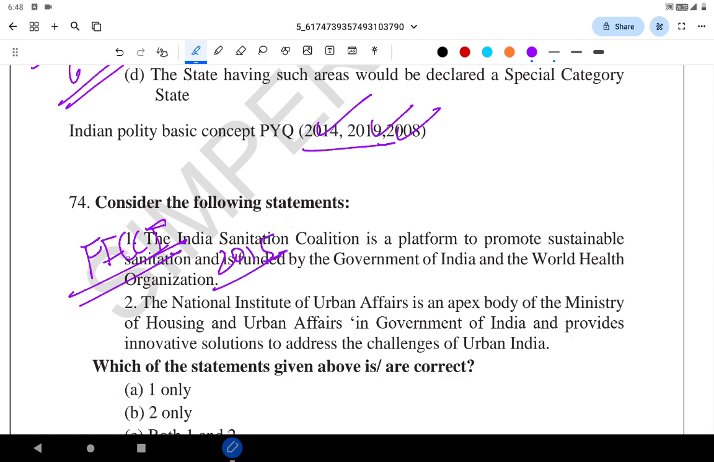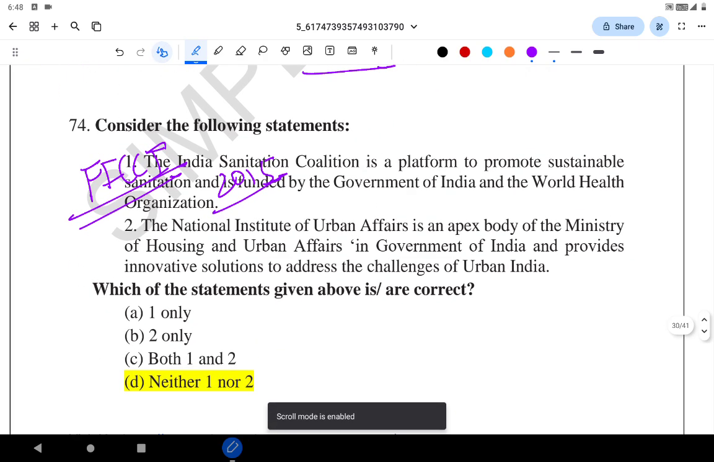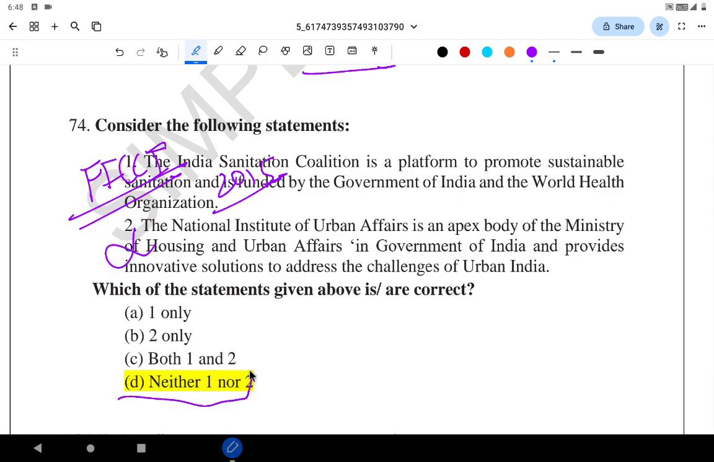The National Institute of Urban Affairs is an apex body of Ministry of Housing and Urban Affairs in the Government of India and provides innovative solutions to address challenges of urban India. Even the ministry given here is wrong. So the answer is neither one nor two. See, whenever UPSC gives these parent bodies, parent ministries, usually they are wrong.